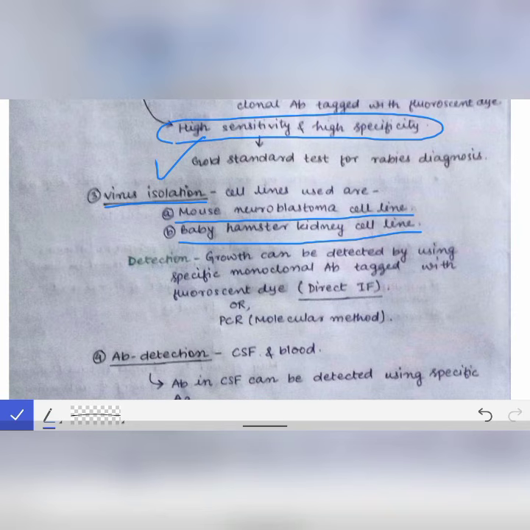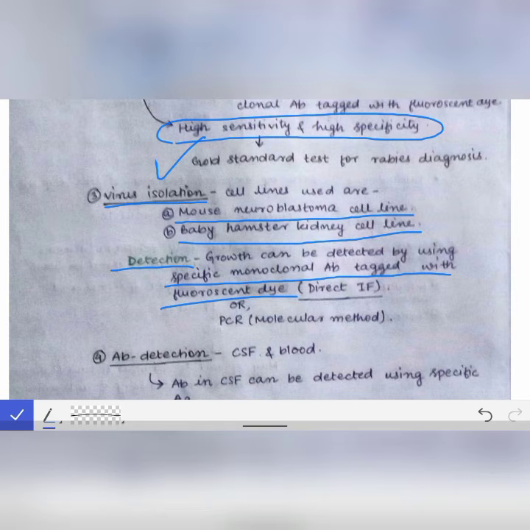After choosing the cell line and growing the virus over that cell line, we have to detect the virus. The growth can be detected by using a specific monoclonal antibody tagged with a fluorescent dye, the same method we used in the rabies antigen detection, the direct immunofluorescence test, to detect the antigens of the virus, and by that we can infer that the virus has grown over the cell line.